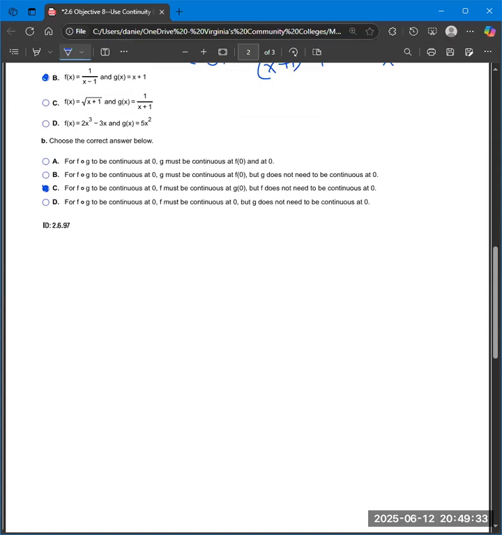Come back next time and we'll talk about 2.6 Objective 9, where we find values of constants for which functions are continuous.